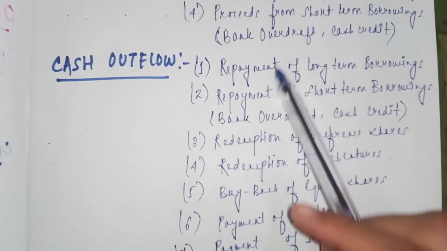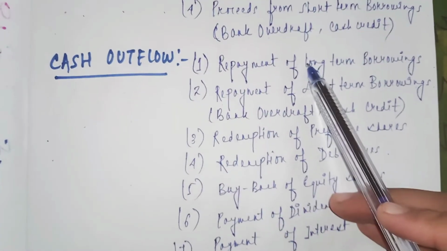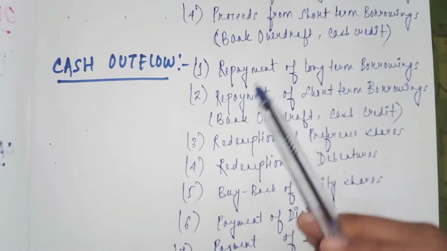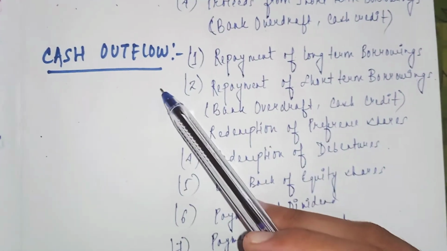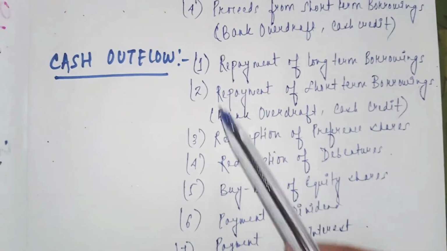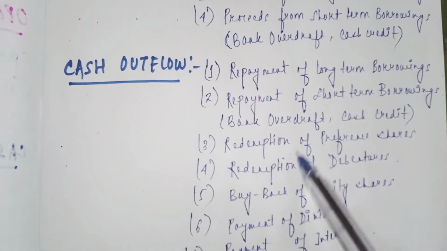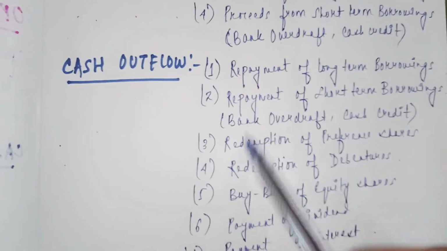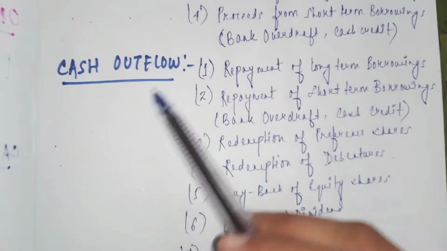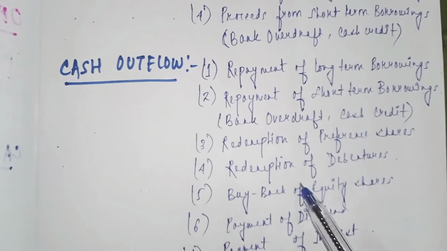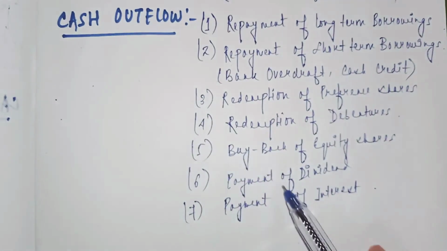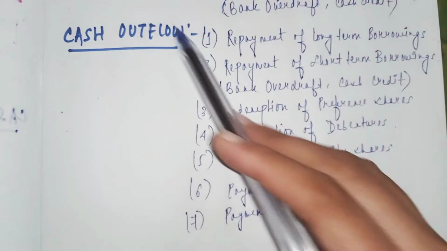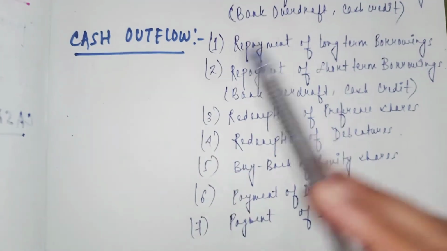Any repayment of long-term borrowings, you are making a payment for a borrowing, whether the borrowing is short-term or long-term. You're making a repayment, so that is an outflow. The cash is going out of your business. Any redemption of preference shares or debentures, you are redeeming the preference shares and the debentures which you have issued. Your cash is going out of the company, then it's an outflow. Buyback of equity shares is also an outflow. Payment of dividend and interest. When you are paying any dividend or interest, then it's also an outflow as cash is going out of the company.